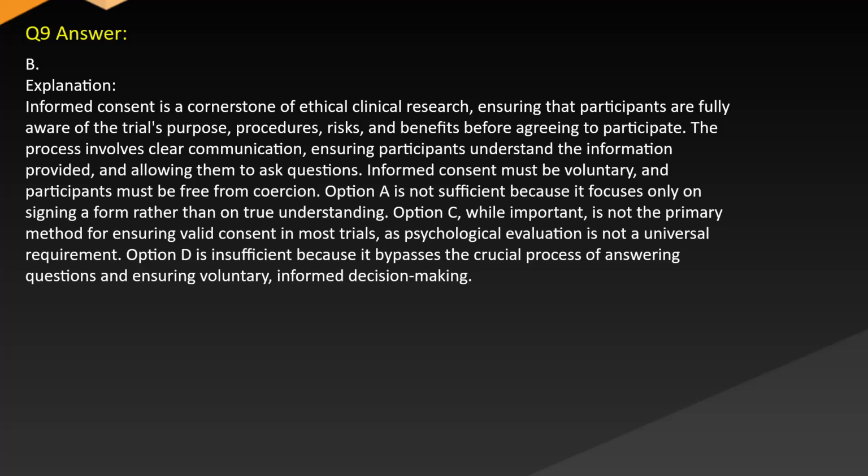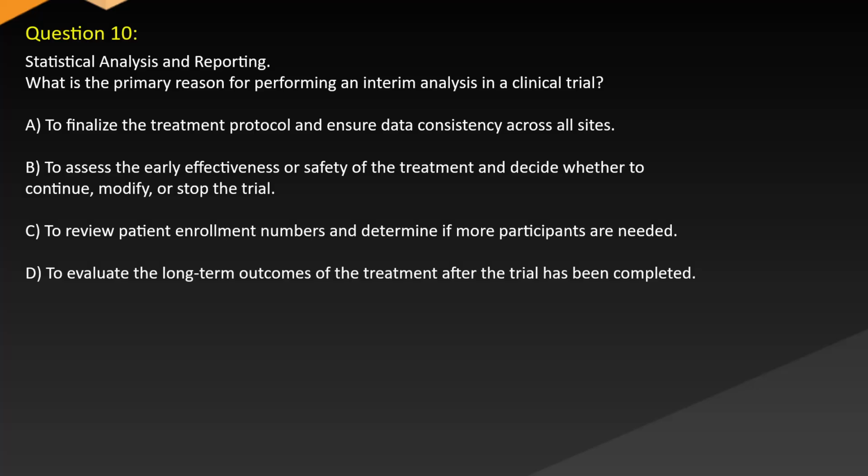Option A is not sufficient because it focuses only on signing a form rather than on true understanding. Option C, while important, is not the primary method for ensuring valid consent in most trials, as psychological evaluation is not a universal requirement. Option D is insufficient because it bypasses the crucial process of answering questions and ensuring voluntary informed decision-making. Question 10. Statistical analysis and reporting.